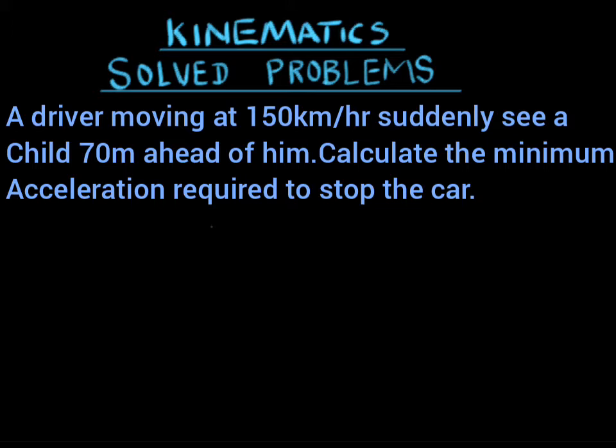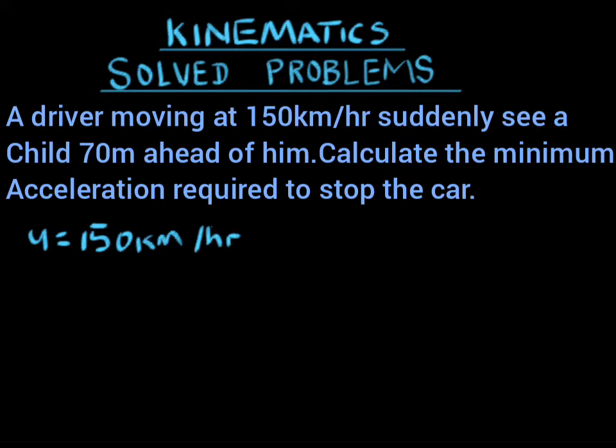Now, the first thing we must do in solving this problem is to bring out the data we have been given. So the question says a driver is moving at 150 km per hour. So his initial velocity would be 150 kilometers per hour.